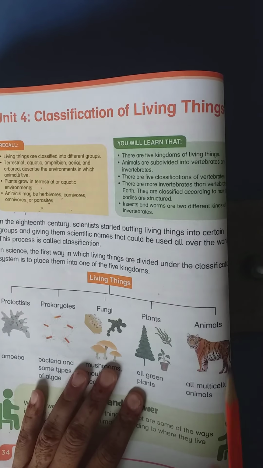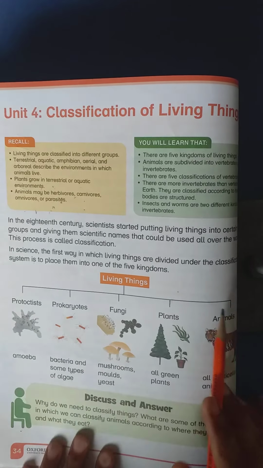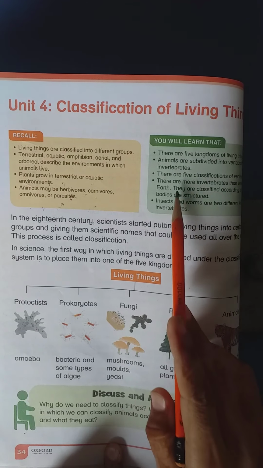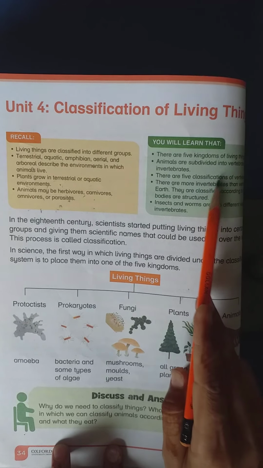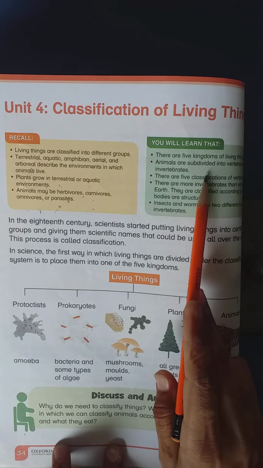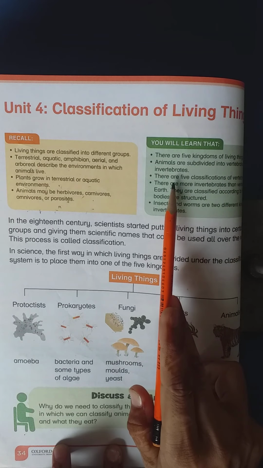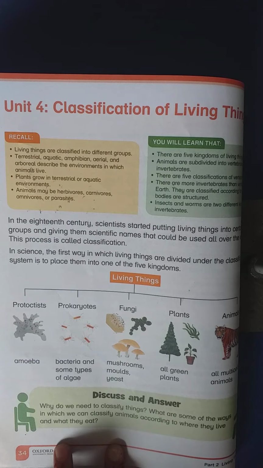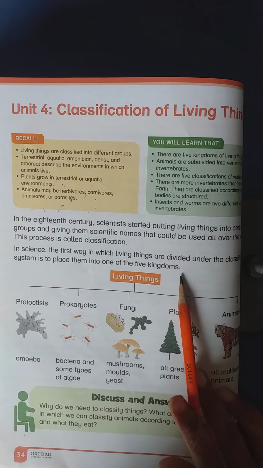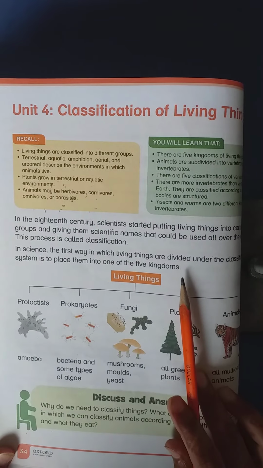Now, what will you learn in this chapter? You will learn about the 5 kingdoms, and also you will learn that these living organisms are subdivided into vertebrates and invertebrates. So what are the 5 kingdoms? First of all, what is a kingdom?